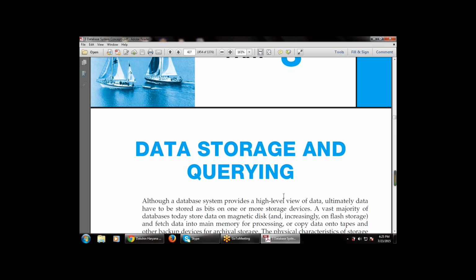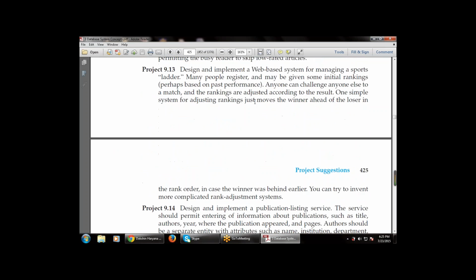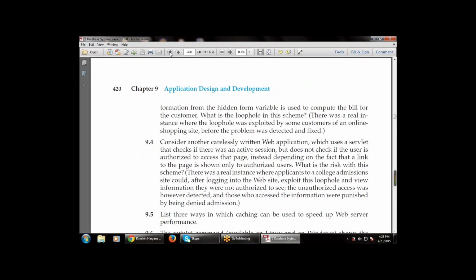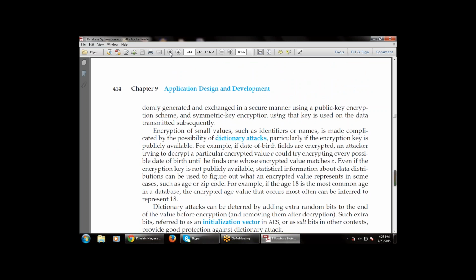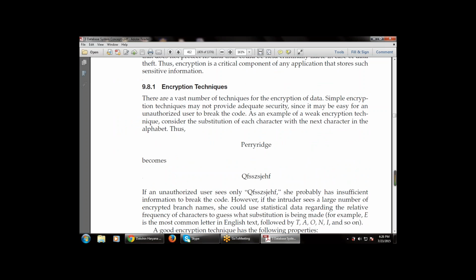So let's start with the previous class session, what we have covered in the last class. In the last class we finished chapter number 9, how to use various application design and development, and how to make the development easier. We also talked about encryption techniques, that is, how to encrypt the data.